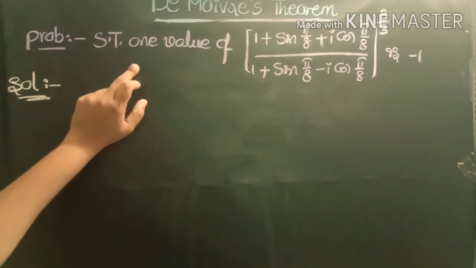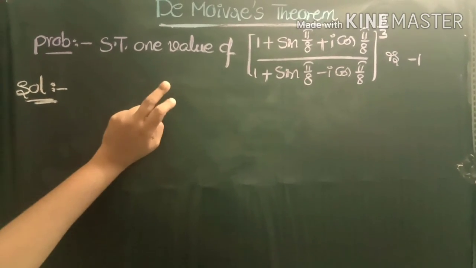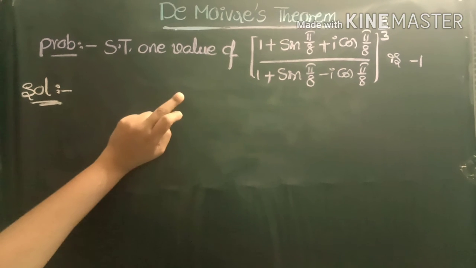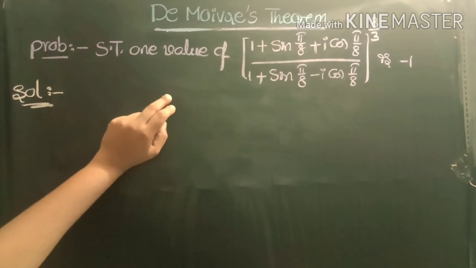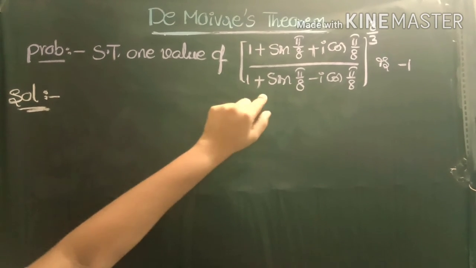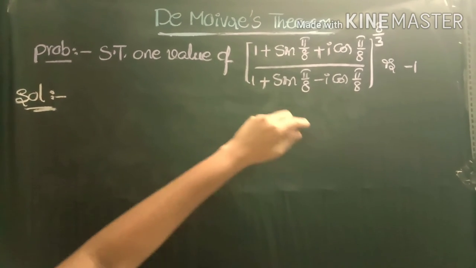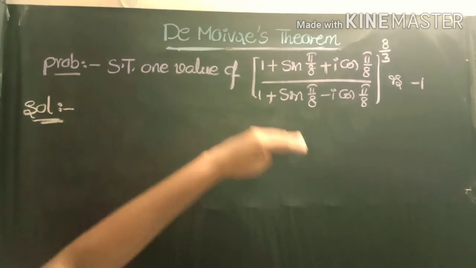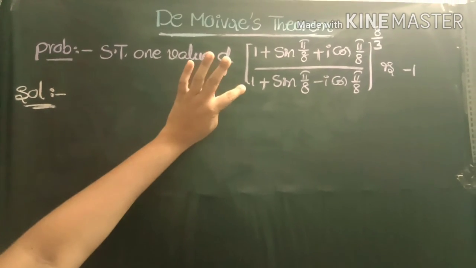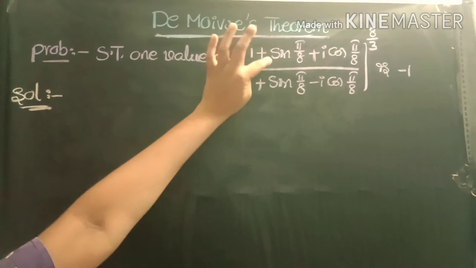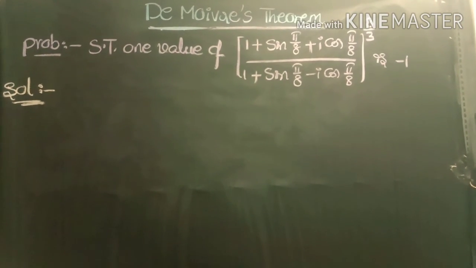Next problem, show that one value of ((1 + sin π/8 + i cos π/8) / (1 + sin π/8 - i cos π/8)) to the power 8/3 is -1. Now we want to show that this total value is equal to -1. After simplifying the given term, we will get the value -1. That's the given question. So before simplifying the given expression, first we find the values of sin π/8 and cos π/8 here.